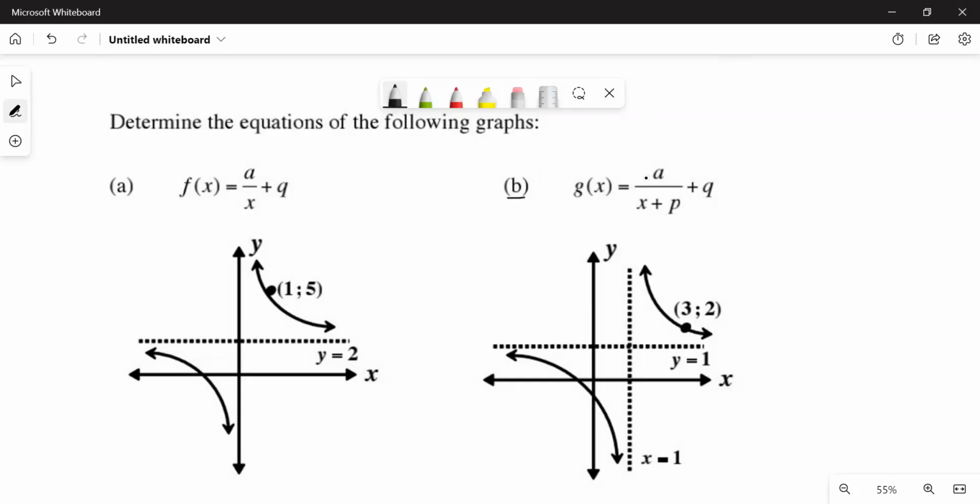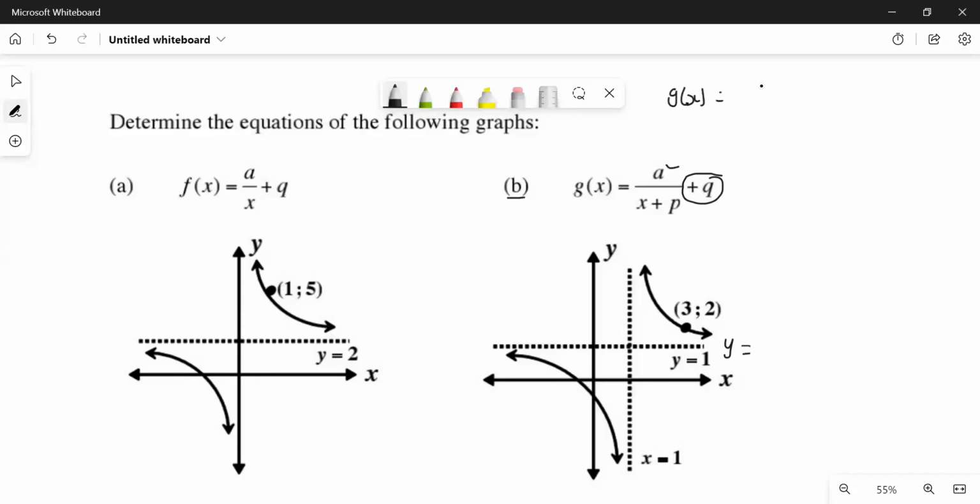When I do B, if you look at the following equation here, we have the variables A, P, and Q. Now we know how to get Q. I think Q is the simplest of them all. What does Q represent? It represents the horizontal asymptote. What is our horizontal asymptote here? One. Then our equation now looks a little bit better.